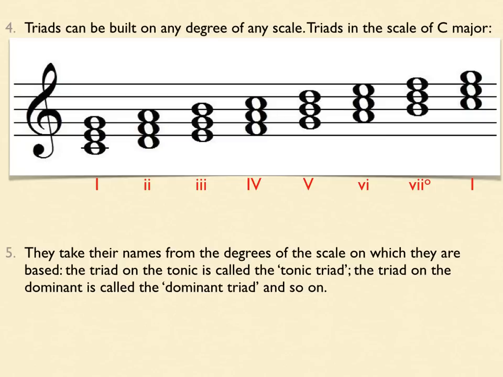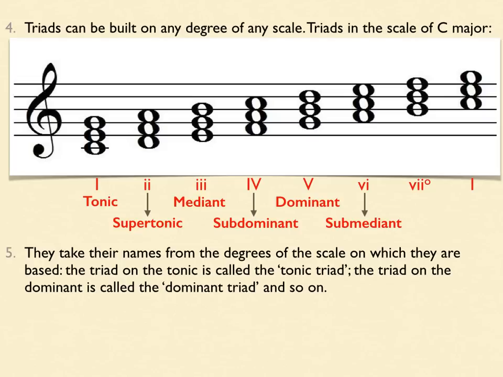But what's important to remember now is that the tonic degree of the scale with a triad above it is called the tonic triad. Likewise for the supertonic triad, and the third one would be the mediant triad, and then the fourth would be the subdominant triad, followed by the dominant triad, and then the submediant triad, and the leading note triad, and back to the tonic triad.